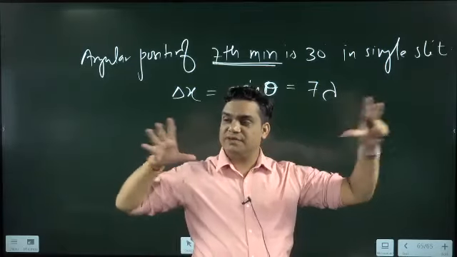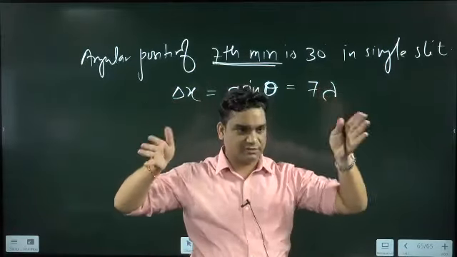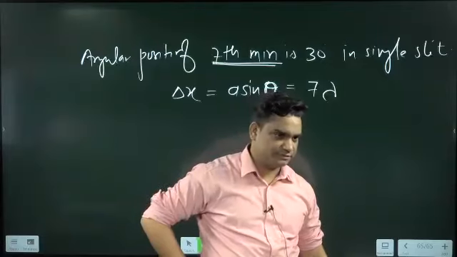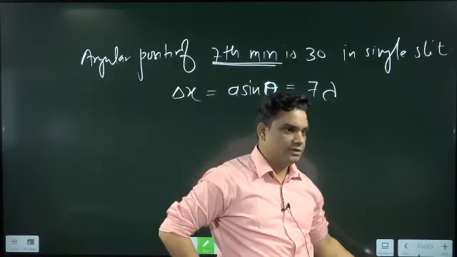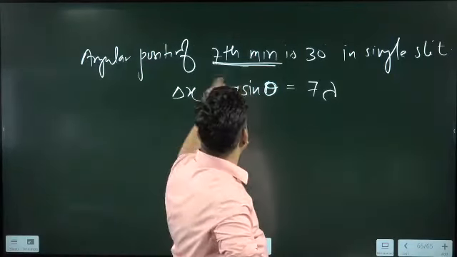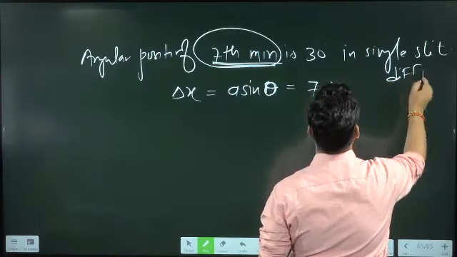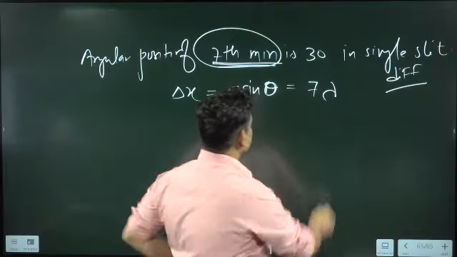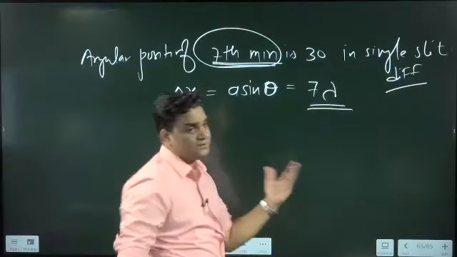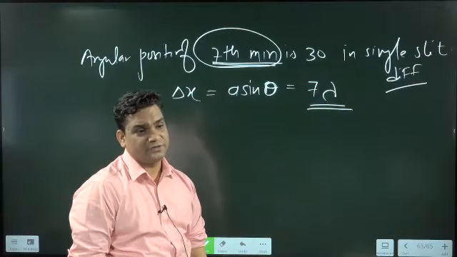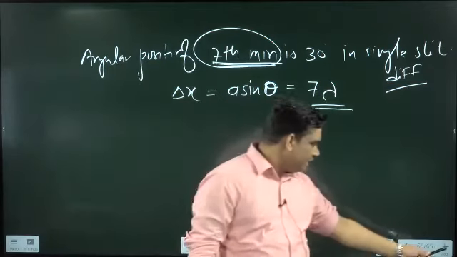Secondary are having same width, primary is having double width. Okay, primary is having double width. Array, this is the seventh minima, single slit. Single slit means diffraction, and in diffraction it will be 7 lambda. If this is the interference, then 6.5.